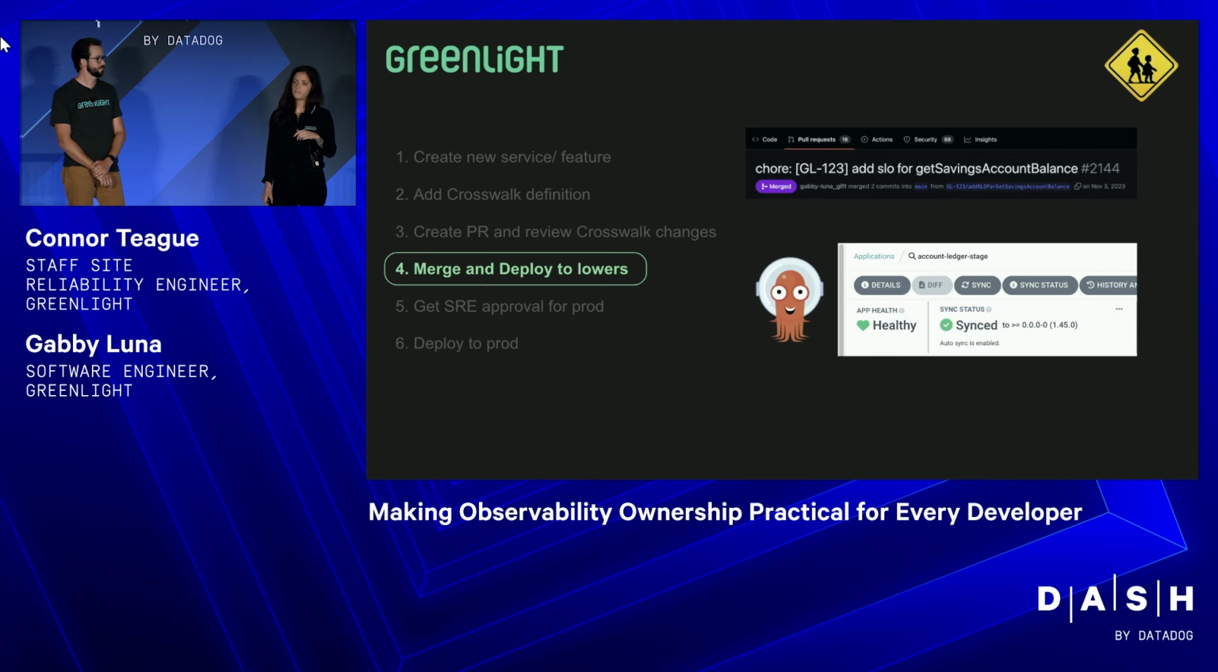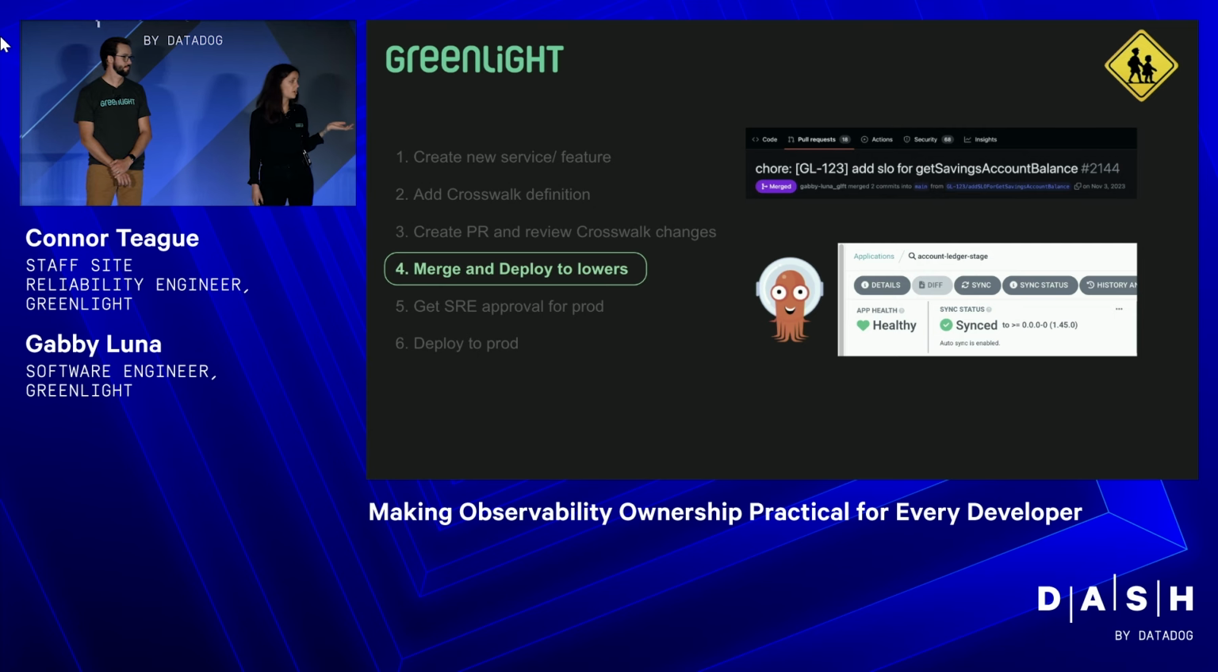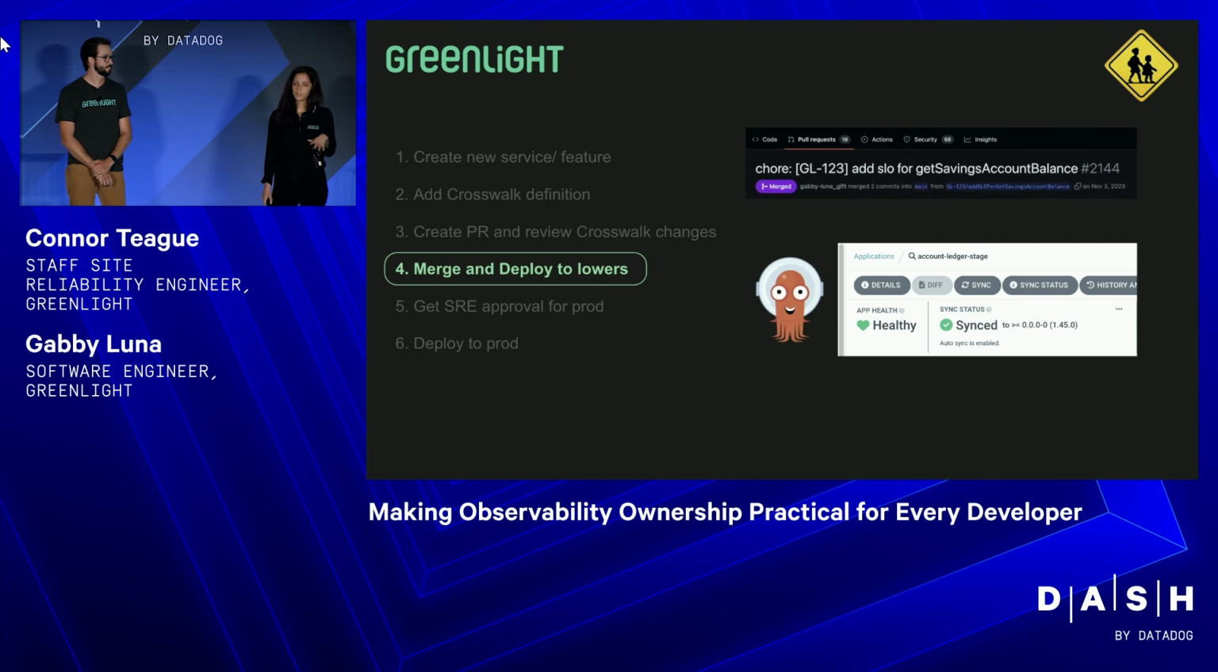As I deploy to each environment, Crosswalk will create the related monitors, and I can ensure that as I simulate errors, the burn rate monitor is picking up those errors and responding as I expect. Don't worry, Crosswalk will know that this is a lower environment and not create an incident.